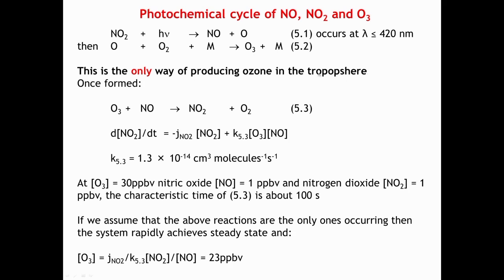That's wrong, isn't it? It's the only way of producing ozone in the troposphere. Can you think of any other way to produce ozone in the troposphere? Lightning. How much ozone do you think would be produced from lightning in the troposphere? And do you produce ozone directly from lightning? You produce NOx, which produces ozone in photostationary state. You don't actually directly produce it.